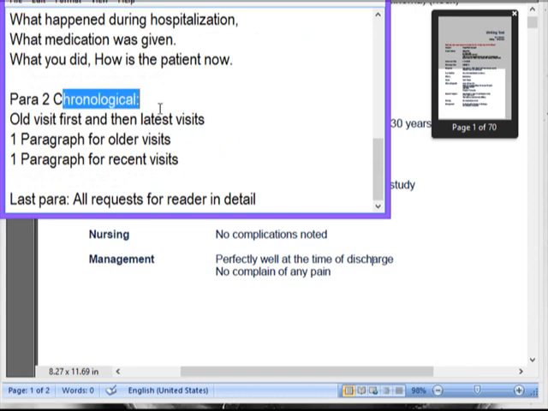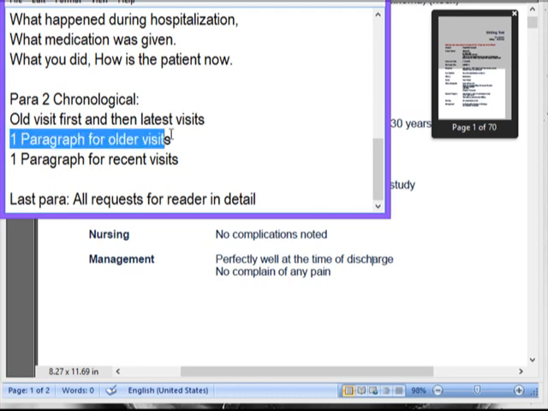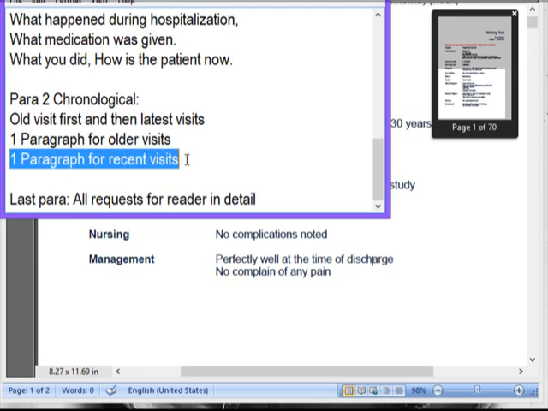If it is a chronological or a date wise case note, then your paragraph 2 will have different information, which is old visits first and then the most recent visits. You may have one paragraph for the older visits, like maybe 5 days back or 10 days back, what has happened, depending on the number of sentences that you can make. And then another paragraph for the most recent visit.